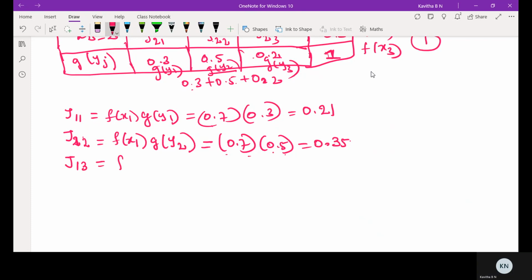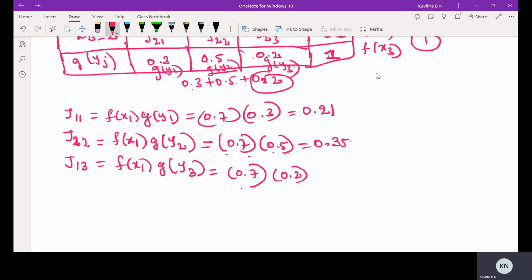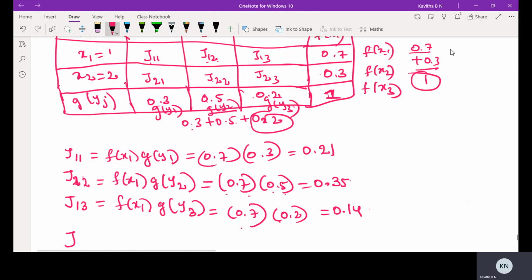The next, J13 is f of x1 into g of y3. f of x1 is 0.7 and g of y3 is 0.2. 0.7 into 0.2 is 0.14. Observe the table: we just found J11, J12, J13. Now we are going to find J21, J22, J23.